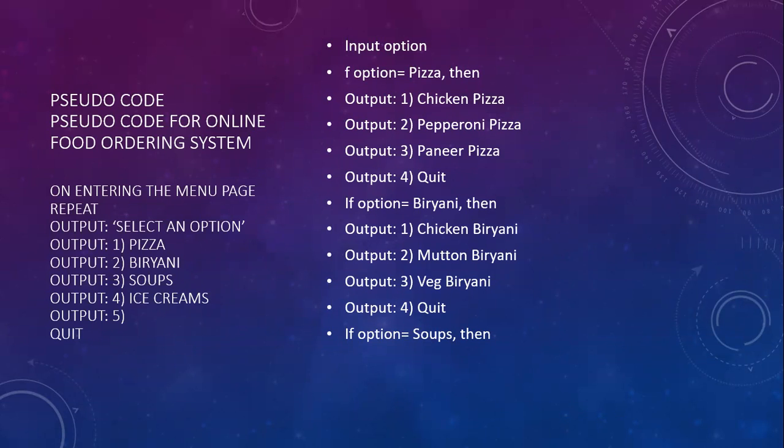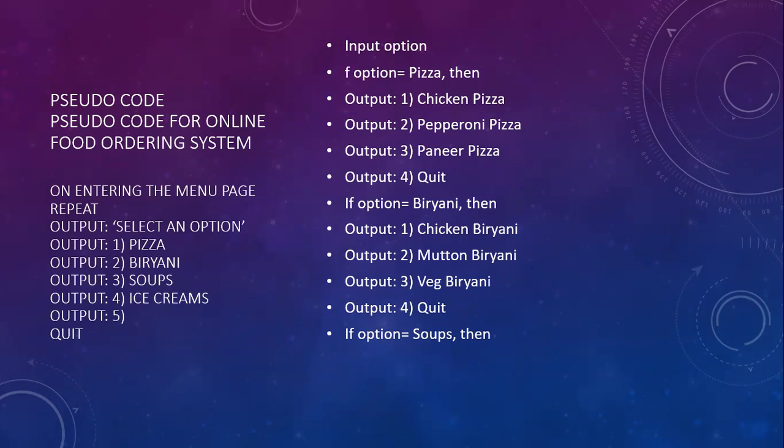Coming to the pseudocode for the online ordering system, the food ordering system, on entering the menu page, we have 4 different types of options where we need to select either of the options or else quit the app. On selecting each option, we have different sub options, or the list of different items we have in each option or cuisine we select, and this in turn gives us the next process.